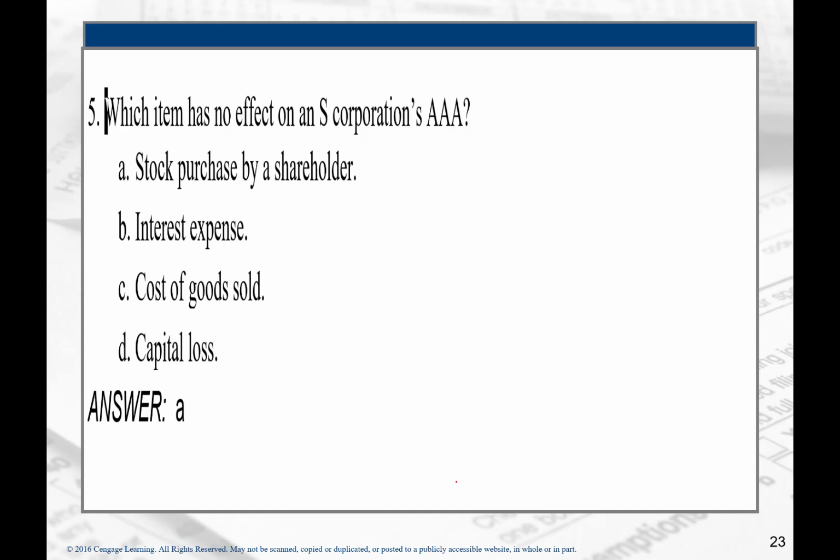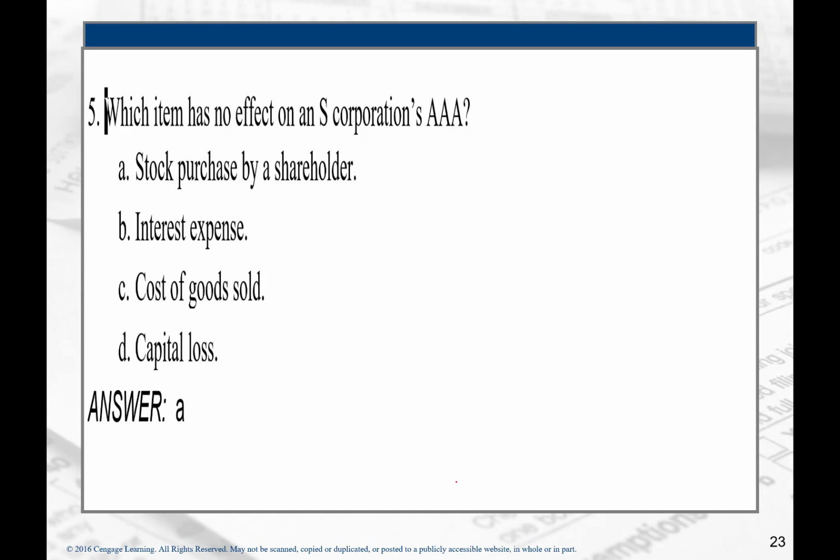Capital loss, and you sit there and say, well, wait a minute, John, isn't that a separable item? Yes, it is, but in terms of calculating the AAA, any amounts that were distributed to the shareholders are going to be part of that AAA, and so capital loss would have been distributed as a separable item, but is still going to affect the calculation of the AAA.